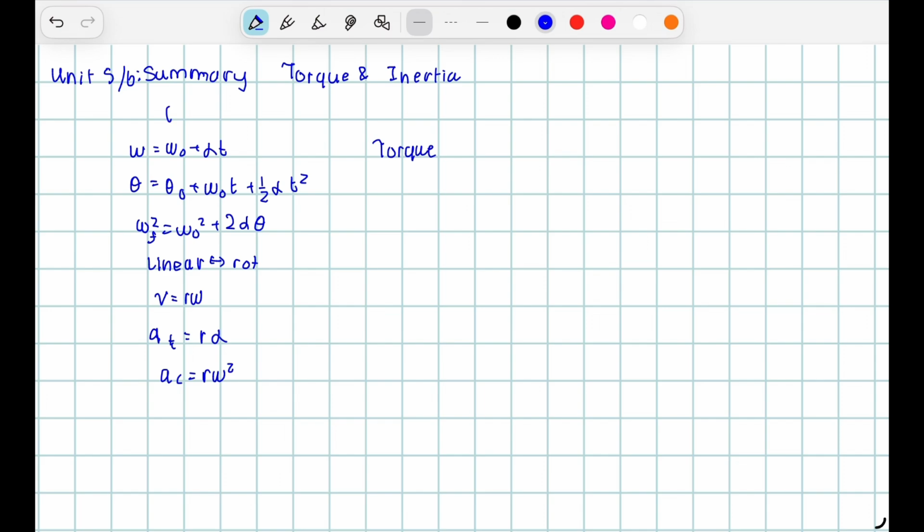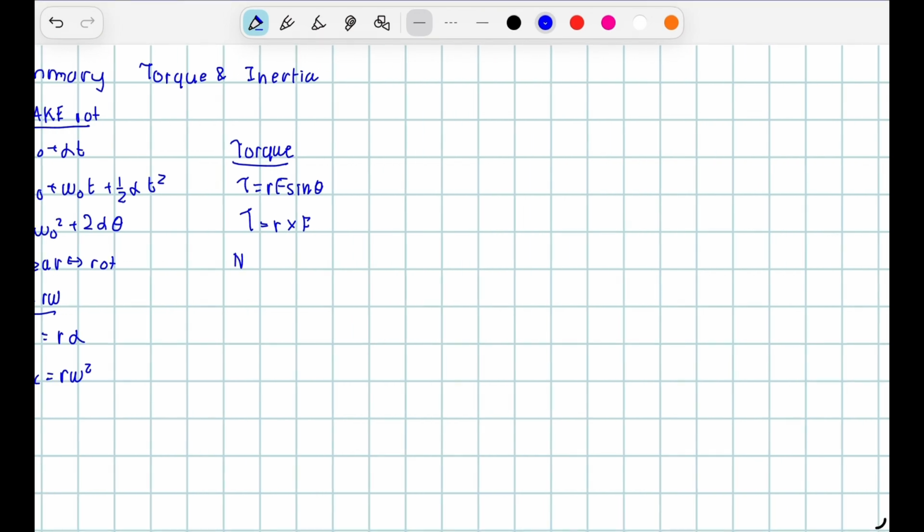Now for torque, we have torque is equal to r F. Now we also have Newton's second law, the rotational version: torque is equal to I alpha, using your rotational equivalence.